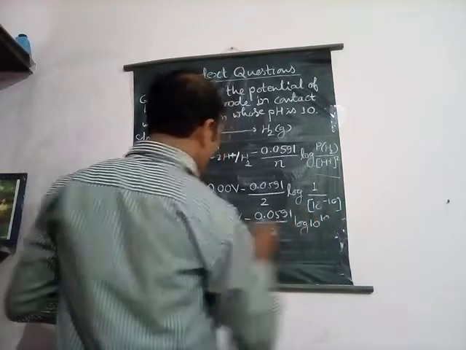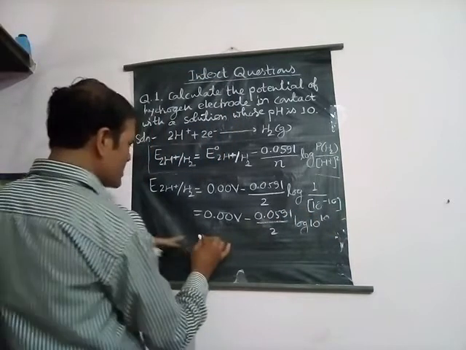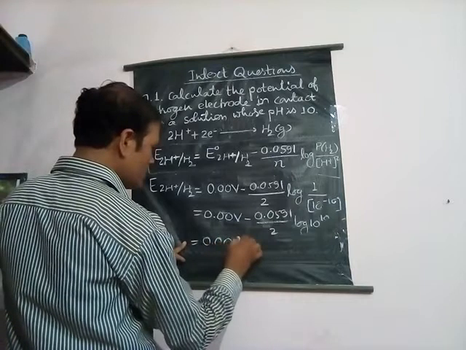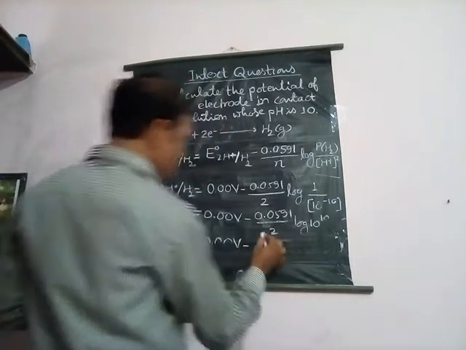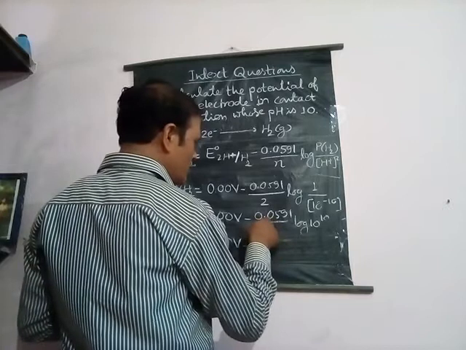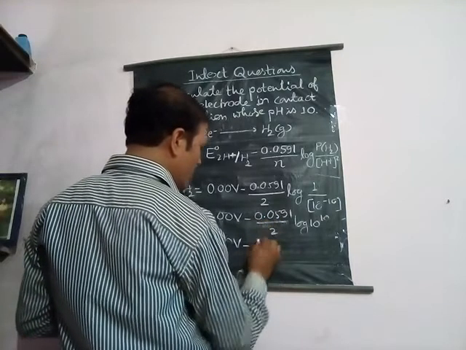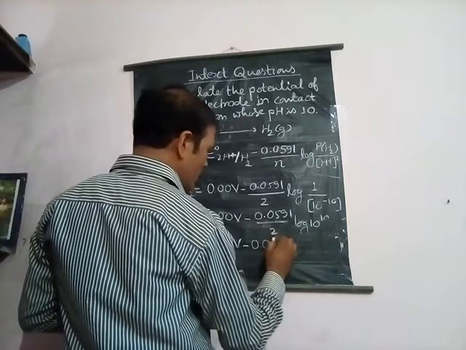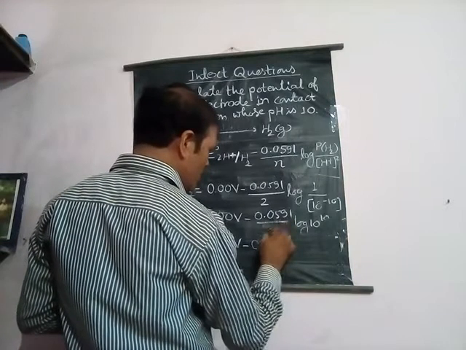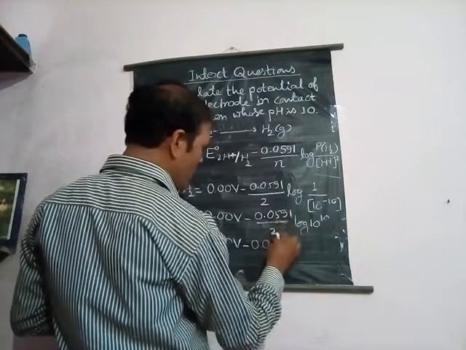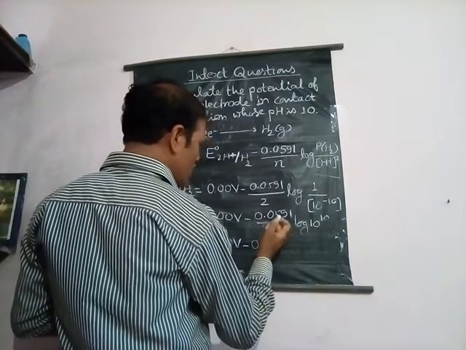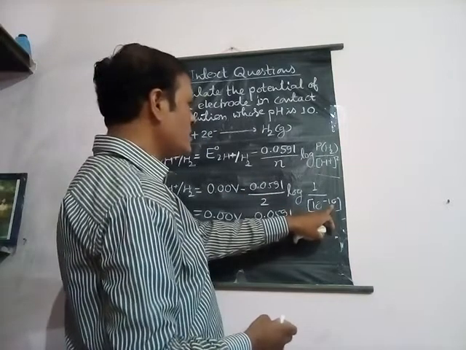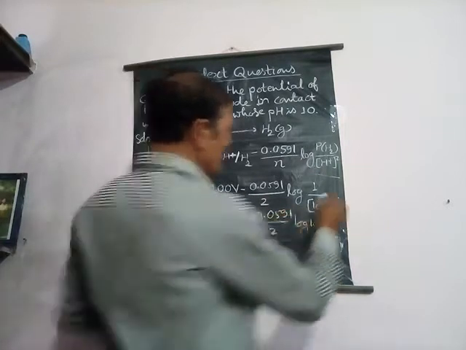Now let us see the value: 0.00 volt minus, if you divide 0.0591 by 2, you will get the result, and you can easily take the value of 10 to the power 10.